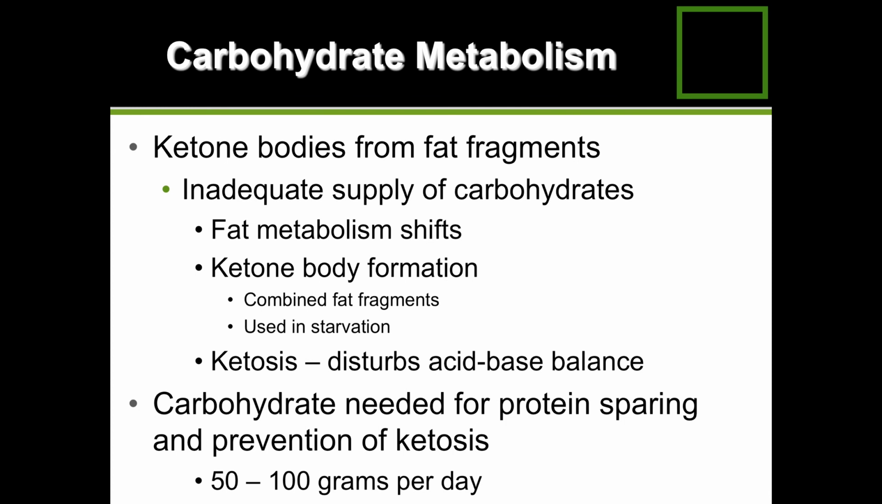All right, so what happens? You get these ketone bodies from fat fragments. Okay? This usually happens when there's inadequate supply of carbohydrates. So your fat metabolism shifts. When you have this ketone body formation, it's combined fat fragments and is used in starvation. So you start seeing these ketone bodies during starvation. This then leads to ketosis, which disturbs your acid-base balance, which we'll talk about a couple of chapters later. So you can see how delicate this acid-base balance is.